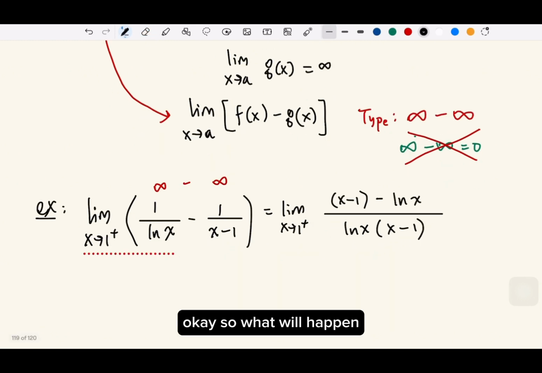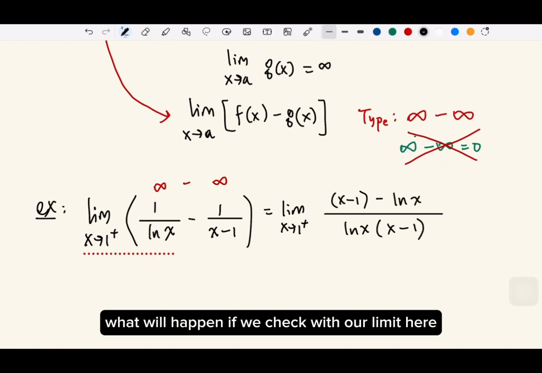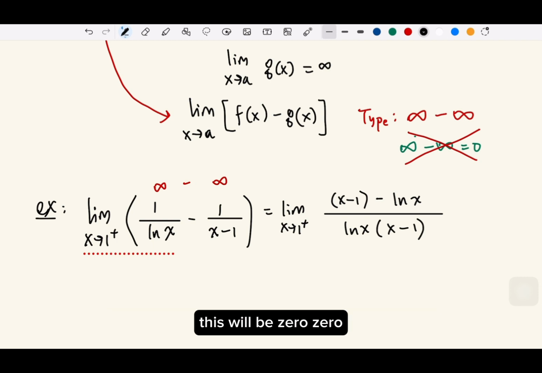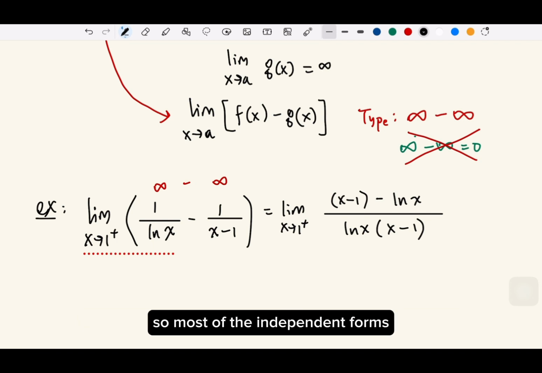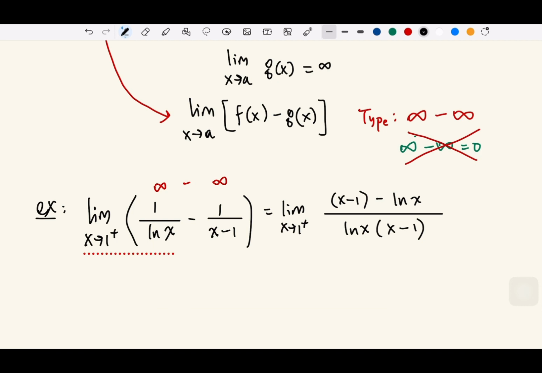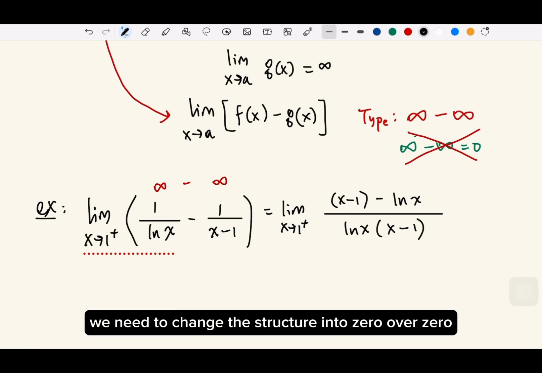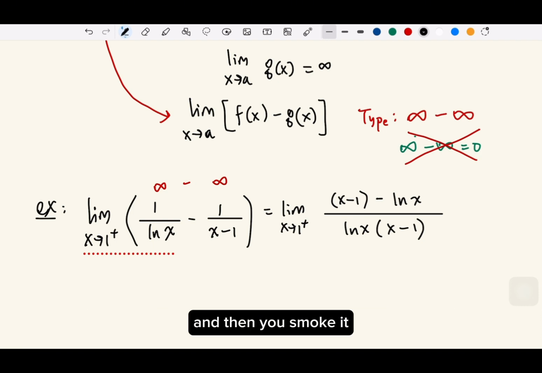Okay. So what will happen if we check with our limit here? This will be 0, this will be 0, the whole thing will be 0. So 0 over 0. The idea is that we are trying to force out the structure 0 over 0. For most of the indeterminate forms, the method is we need to change the structure into 0 over 0 and then use L'Hopital. Okay, mostly it will work.